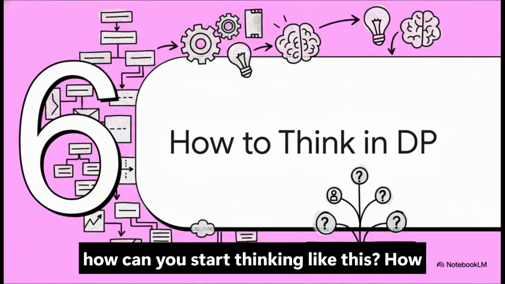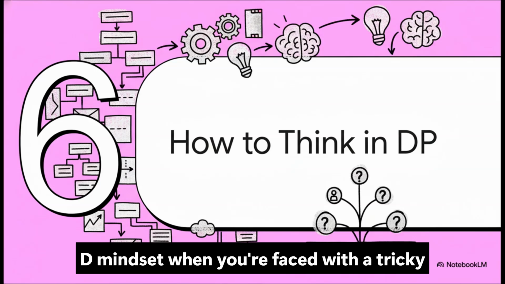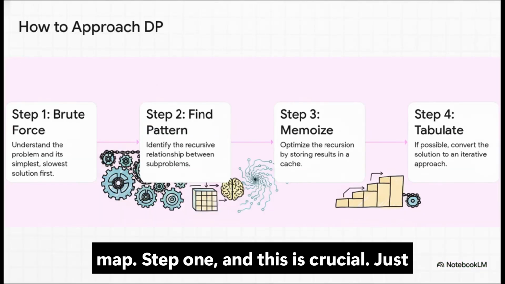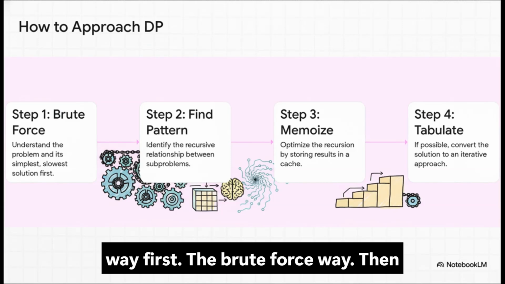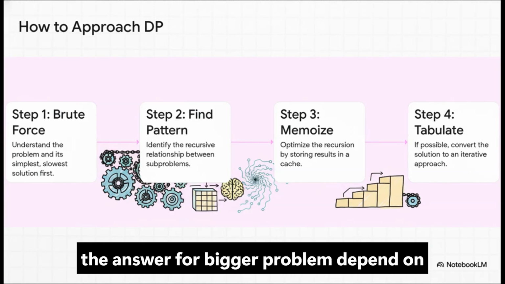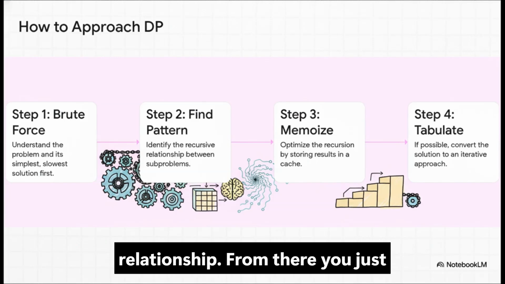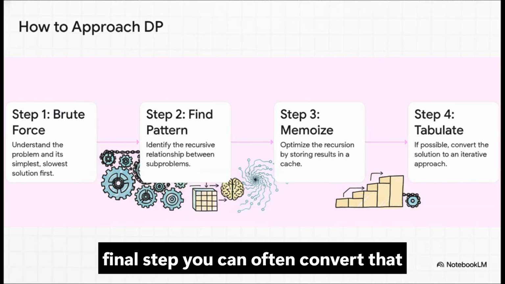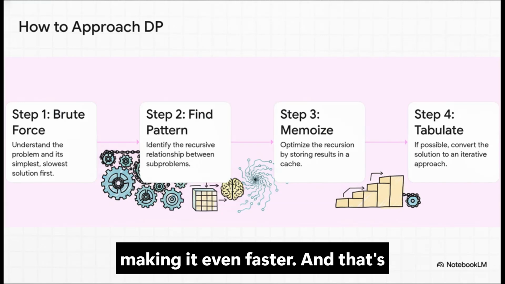So the big question is, how can you start thinking like this? How do you actually get your brain into that DP mindset when you're faced with a tricky problem? Let's build a quick mental roadmap. Step 1, and this is crucial, just figure out how to solve it the dumb, slow way first, the brute force way. Then, you gotta spot the pattern. How does the answer for a bigger problem depend on the answer to a smaller version of itself? That's your recursive relationship. From there, you just optimize it by adding a cache to store results. That's memoization. And as a final step, you can often convert that recursive solution into a simple loop, making it even faster. And that's tabulation.